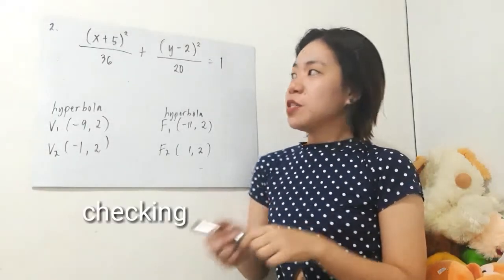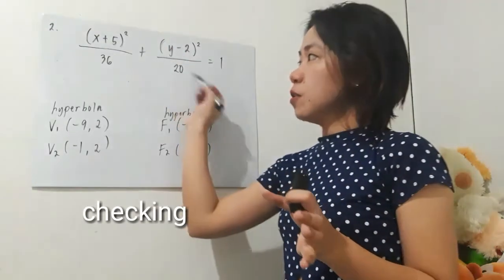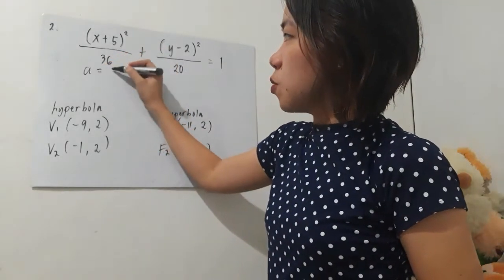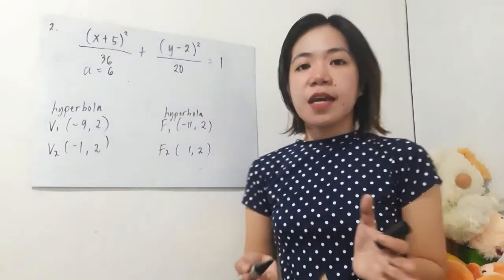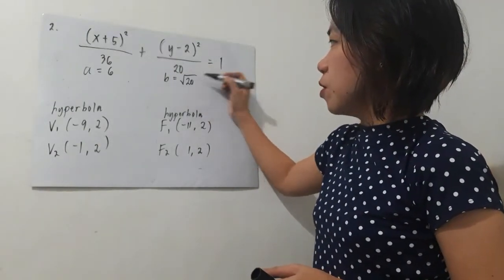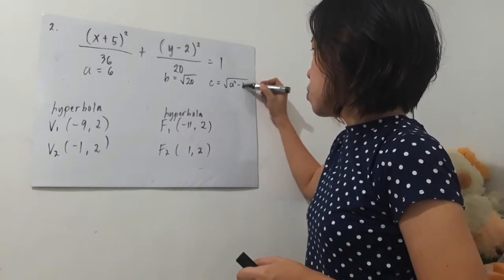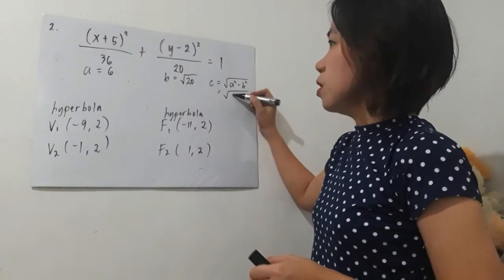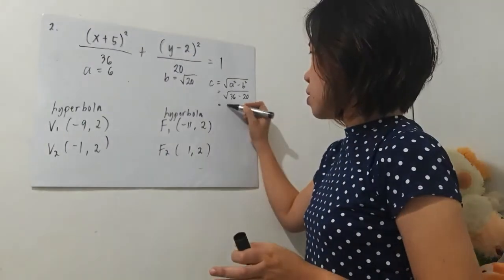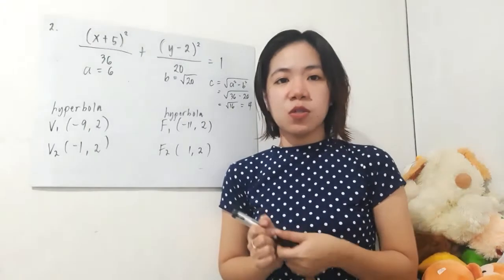Alright, let's proceed with the checking part. So we know that in an ellipse, the greater value represents a squared. So meaning this is a squared, and therefore a is the square root of 36, we have 6. And then b is the second denominator, so we have the square root of 20. And then to solve for c, we have a squared minus b squared, and that would be 36 minus 20. 36 minus 20 is 16. So the square root of 16 is 4. Therefore, c is equal to 4.